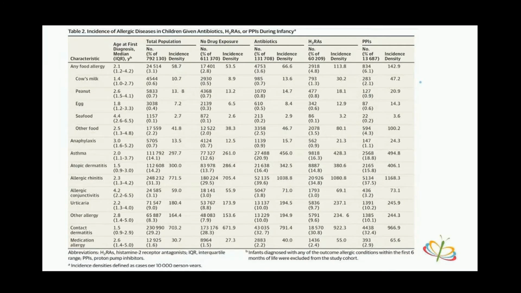And for example, there is one thing I want to show you. If you see the first stage of diagnosis, you see the median. Most of the allergies were diagnosed close to 1.5 to 2 years of age. So if you're going to do this study again, don't do what they did. They missed way too much data.